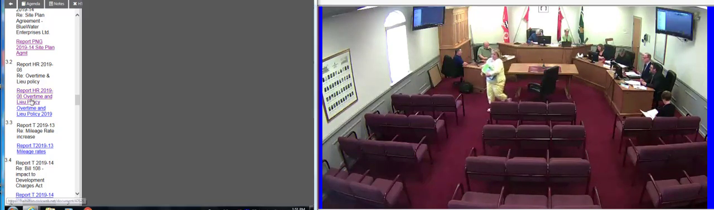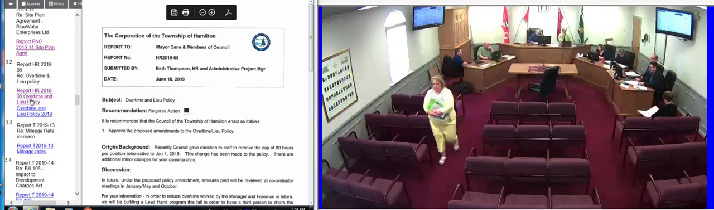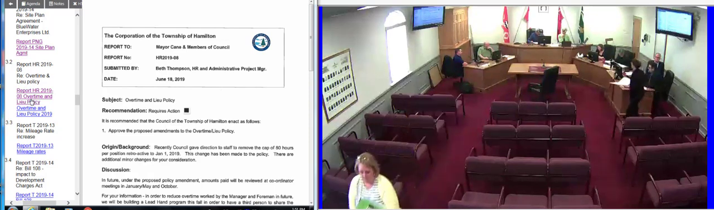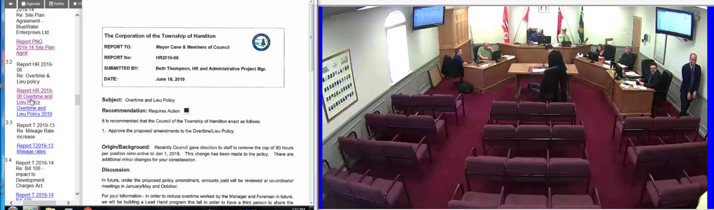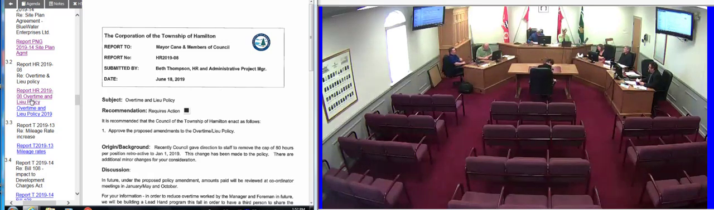13.2, HR 2019-08. You need a mover and a seconder that report HR 2019-08 regarding the overtime and lieu policy be received, and that the council of the Township of Hamilton enacts as follows. 1, that council approves the amendments to the overtime and lieu policy as proposed in the policy attached to report HR 2019-08.